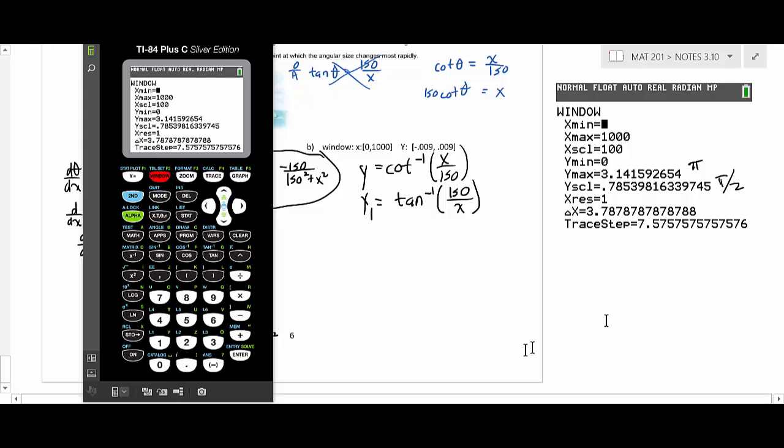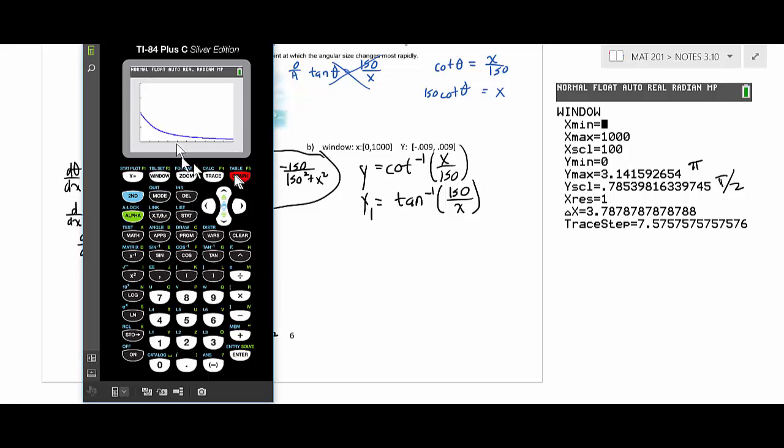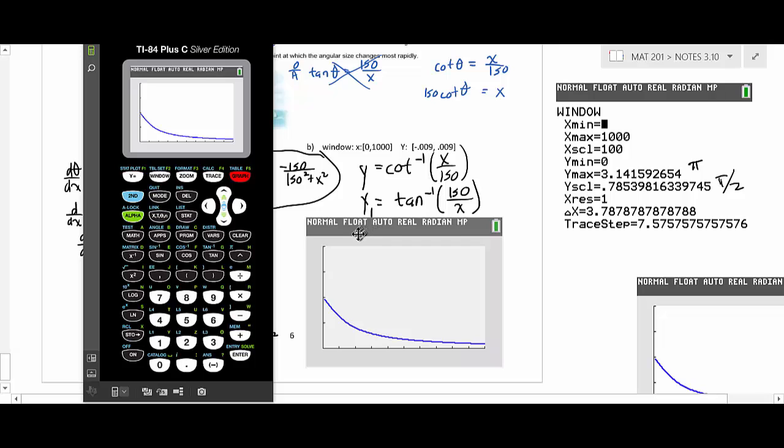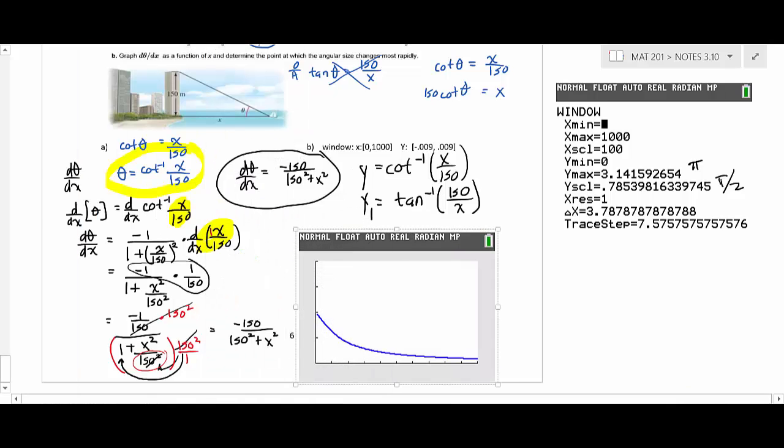So if you get that put in, and then if you type graph, this is what you should come up with, okay? Like this. And I'd like you to just make a real simple sketch of this. All you got to do is just label pi over 2. That's good enough. And then that's 1,000 meters like that. That's kind of the key stuff. Okay, now that's the function that's representing how the angle is changing as x changes.